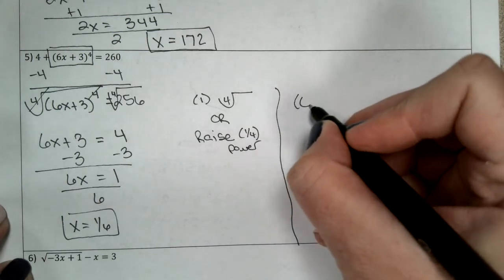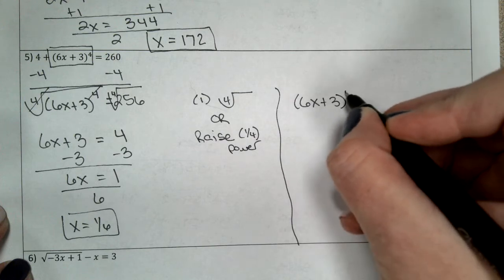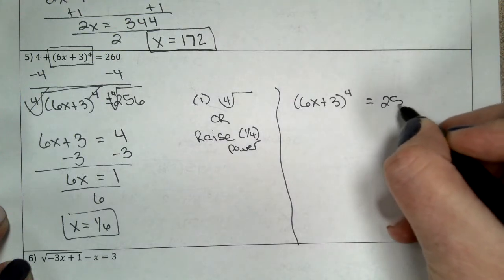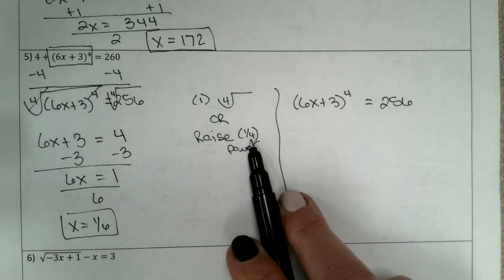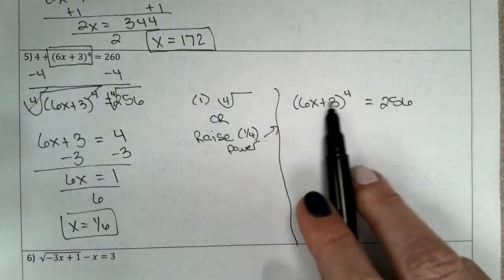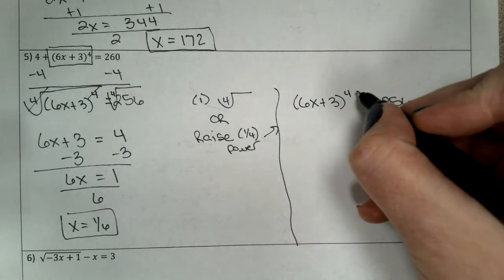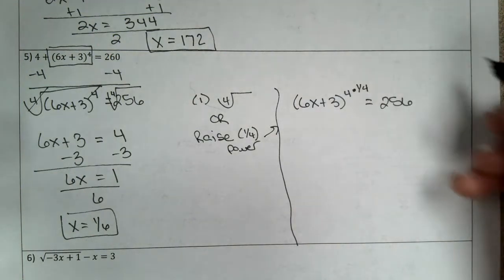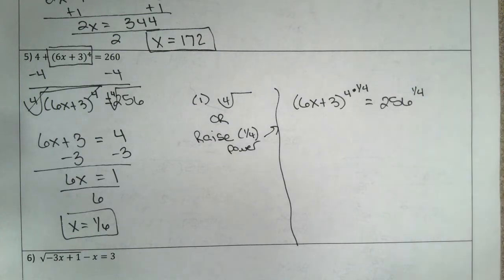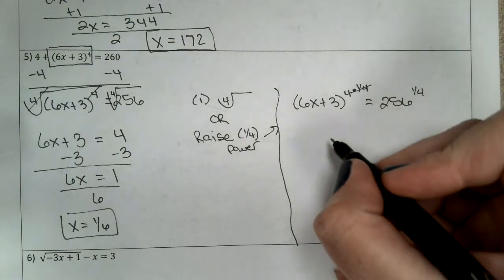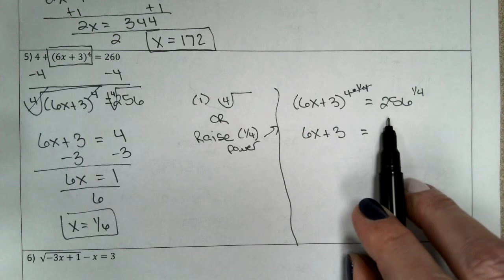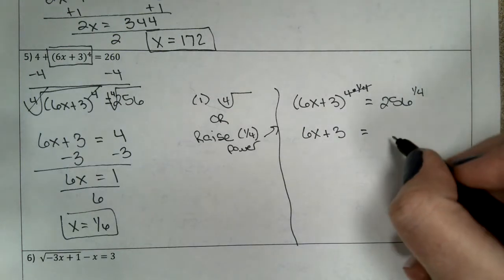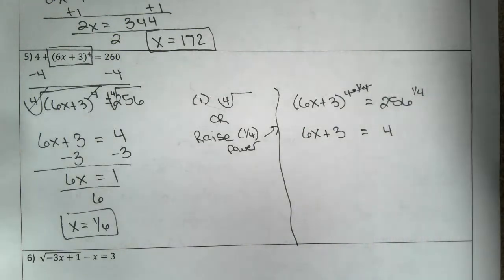Let's start off with the 6x plus 3 to the 4th equals 256. So your other option is that I'm going to raise each side to the 1/4 power. So I'm going to raise that to the 1/4, and I'm going to raise that to the 1/4 power. So it cancels out on the left, and I still get 6x plus 3. And 256 to the 1/4 is still 4.